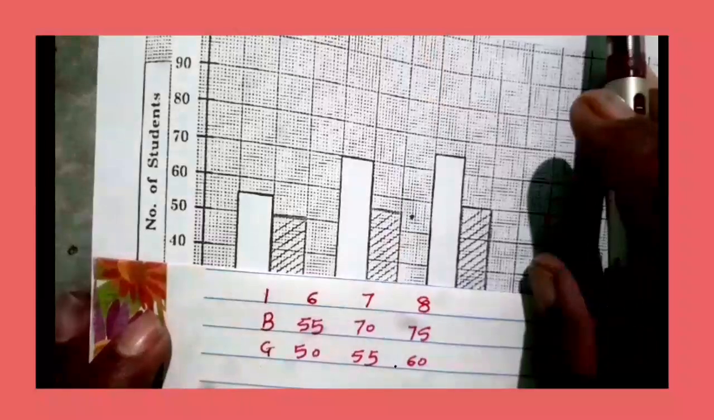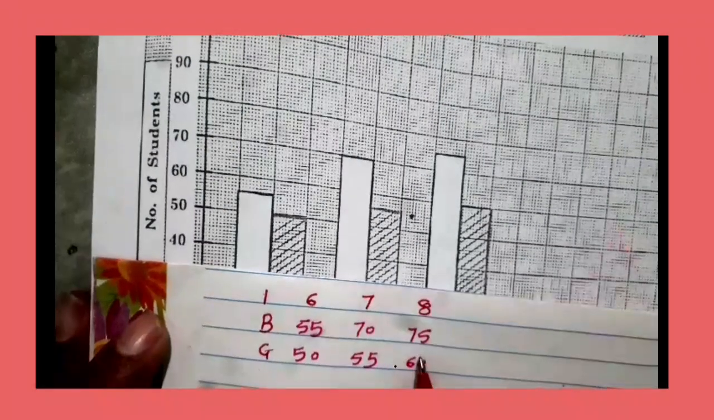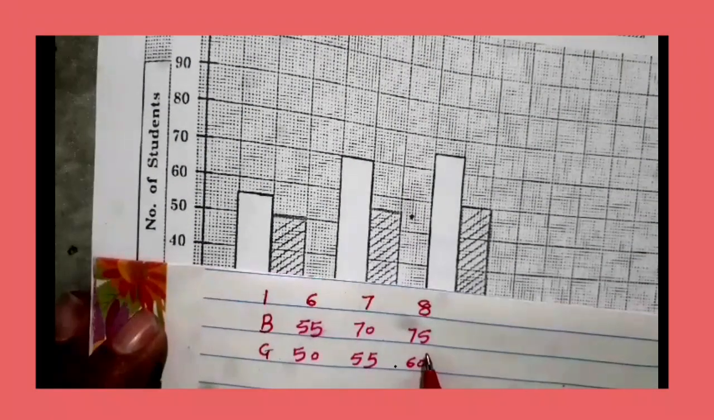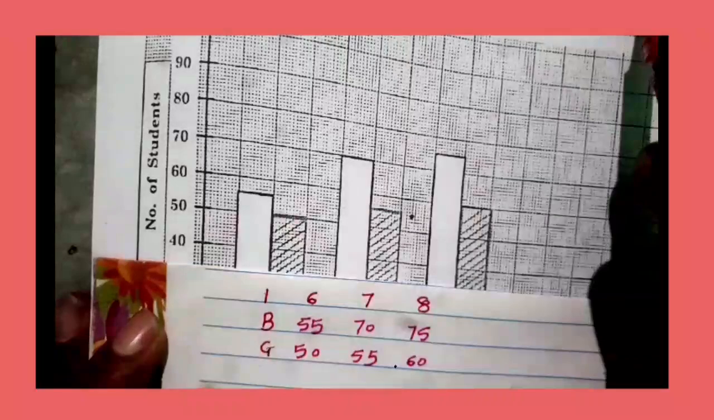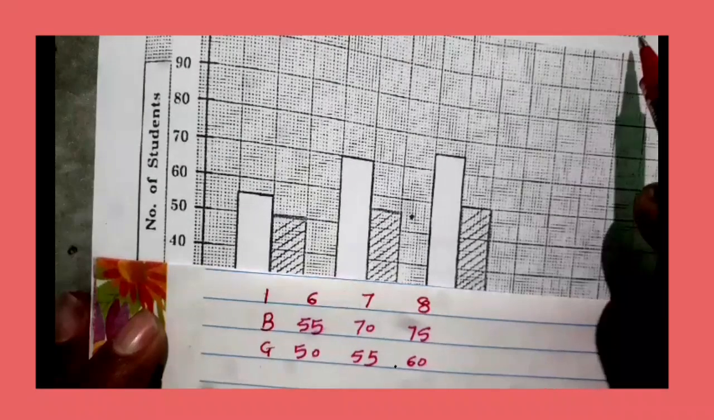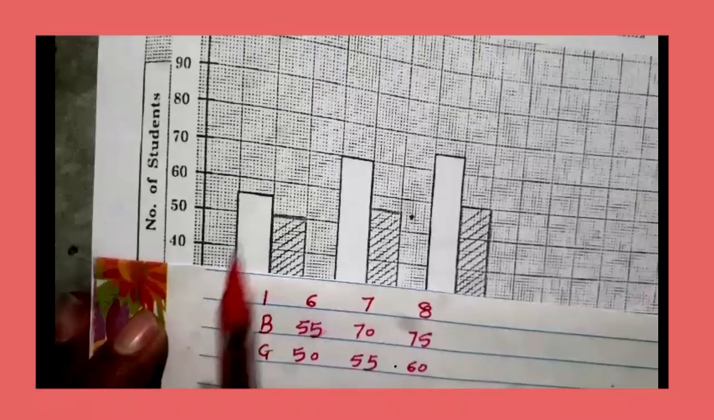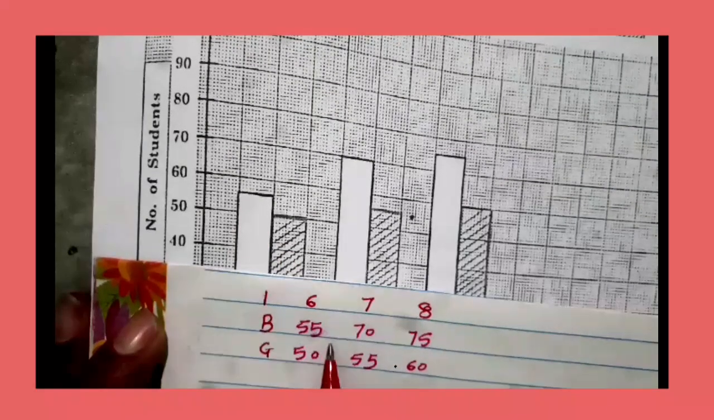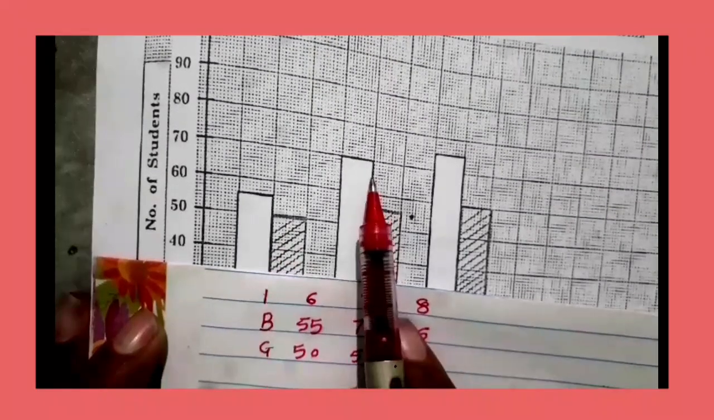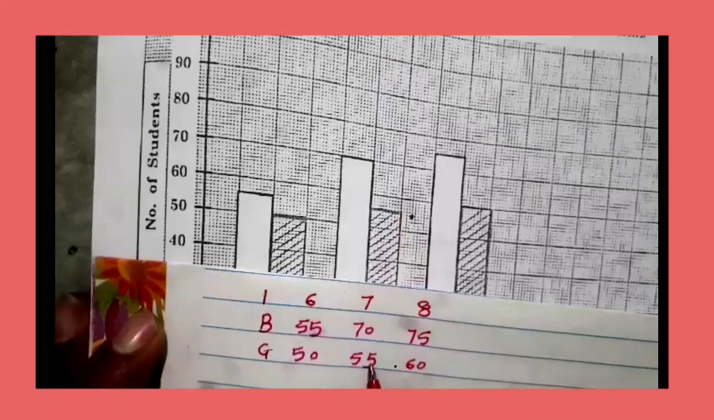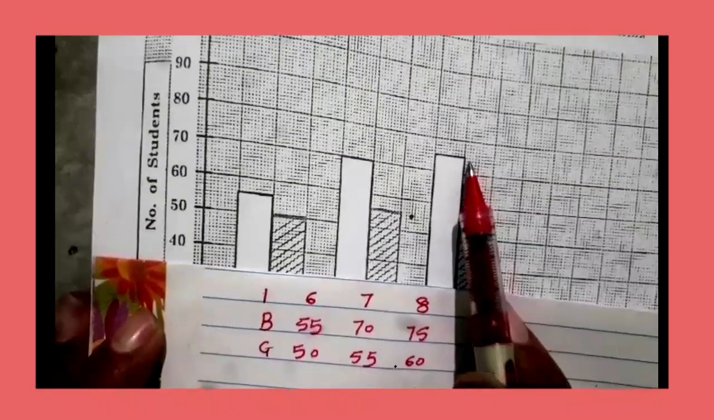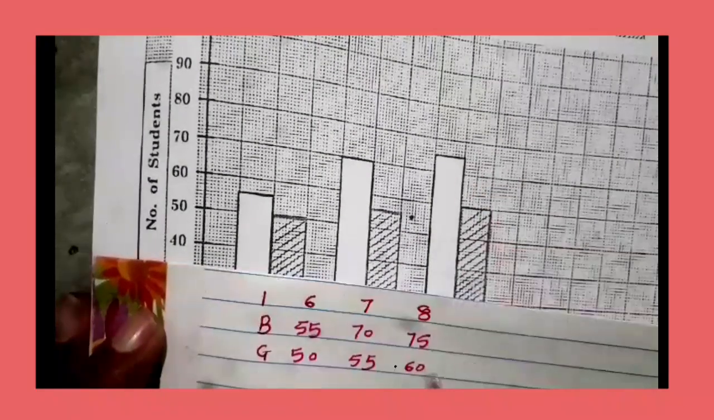The question is on a graph. It is better to write separately. Boys is the empty box and the dotted box is girls. This is 55, this is 50, this is 70, this is 55, this is 75, and this is 60.